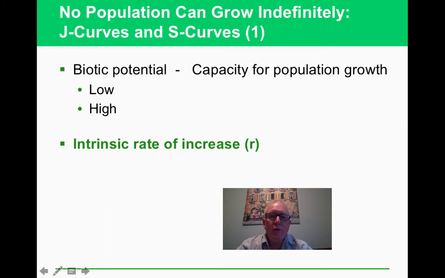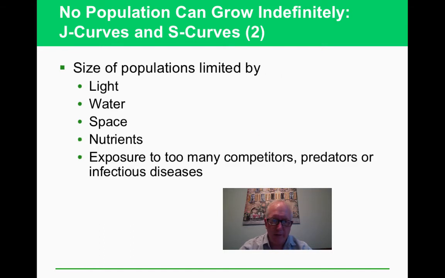The intrinsic rate of increase, this r, this small r, is the kind of growth that you would have if the biotic potential was unlimited. This is where you would have a big, big growth and in a hurry. That's without any resistance. What are you capable of? How much growth can you have?